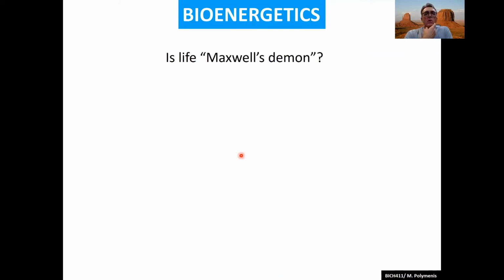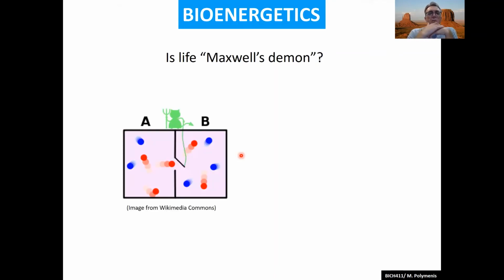Is life somehow Maxwell's demon? Who pays for all these different concentrations far, far from equilibrium? So let's define Maxwell's demon here. How do you get to these situations far, far from equilibrium?